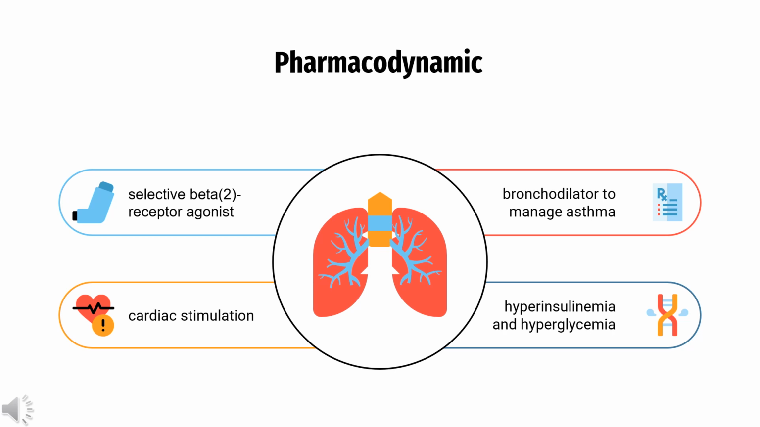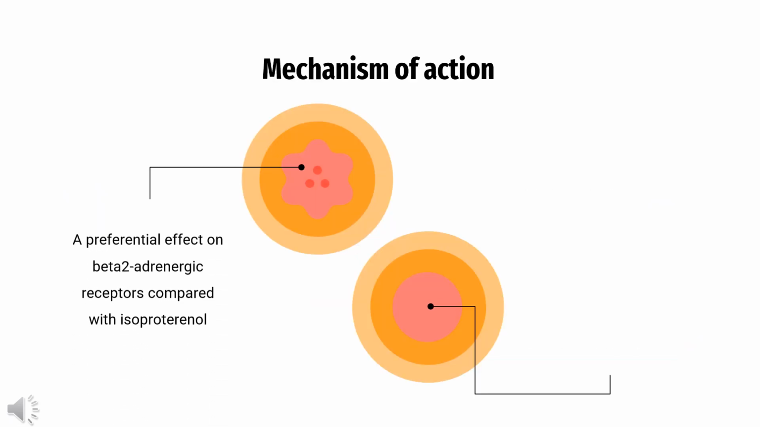This results in the beta-1 effect of cardiac stimulation, though not so much as with isoprenaline, and beta-2 effects of peripheral vasodilation and hypotension, skeletal muscle tremor, and uterine muscle relaxation. Metabolic effects such as hyperinsulinemia and hyperglycemia also may occur, although it is not known whether these effects are mediated by beta-1 or beta-2 receptors. The serum potassium levels have a tendency to fall.